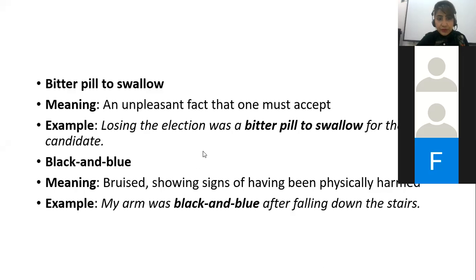All right, so "a bitter pill to swallow" means an unpleasant fact that one must accept. Sometimes you hear people say that sometimes you have to take bitter pills, or that the truth is always bitter. All right.